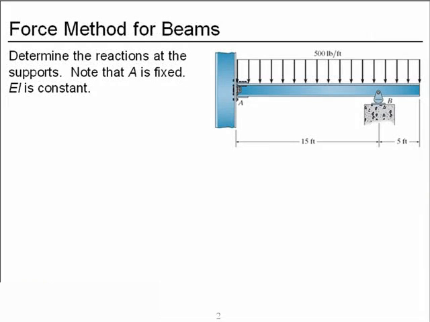And here's our problem. We have a beam with uniform load. It is fixed at end A and a roller support at B. We want to determine all of the reactions, and we'll consider the modulus of elasticity and the moment of inertia as constant along the length of our beam.